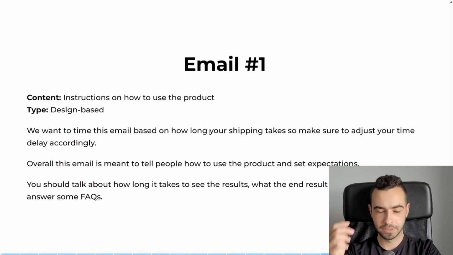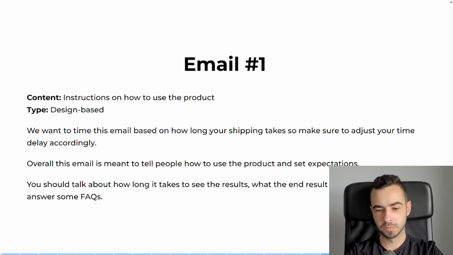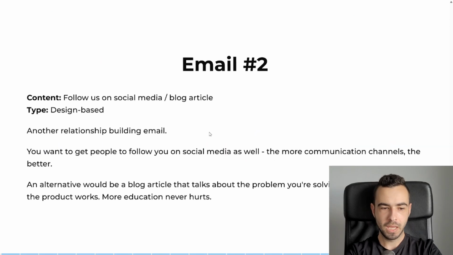Email number 1, once again, is just very quickly to explain to those people how to use the product. We want to time this email based on how long your shipping takes, so make sure that you adjust your time delay accordingly. I can't tell you exactly how much it's gonna be. You can even do it yourself, or you go through the whole journey and see if everything is timed correctly. Overall, this email is again meant to tell people how to use the product and kind of set expectations. You should talk about how long it takes to see the results, what the end result looks like, and then potentially answer some FAQs.